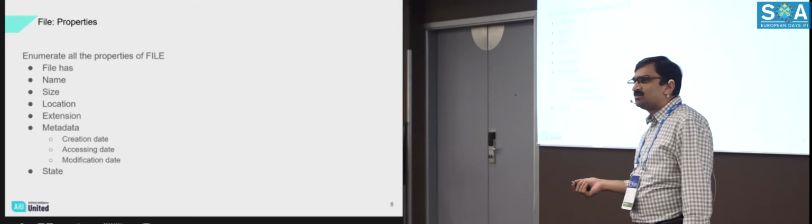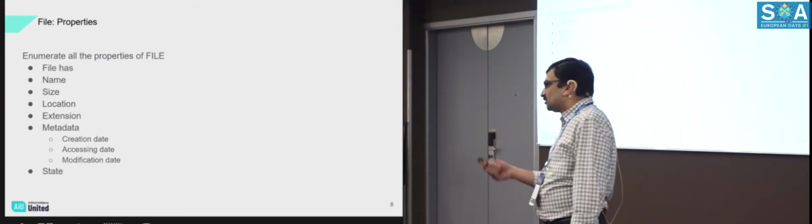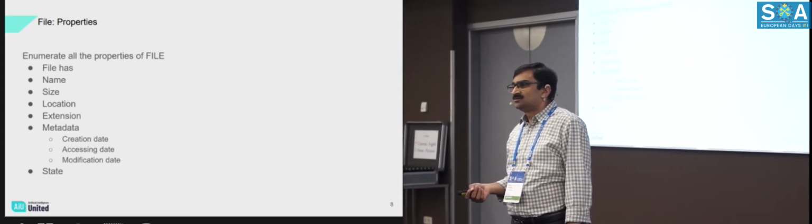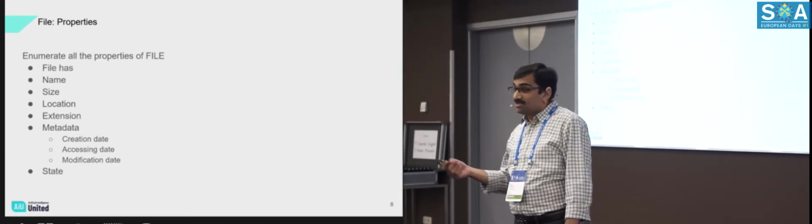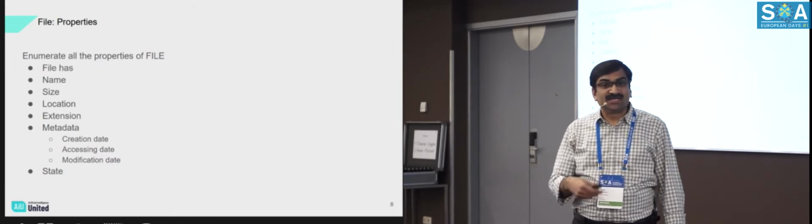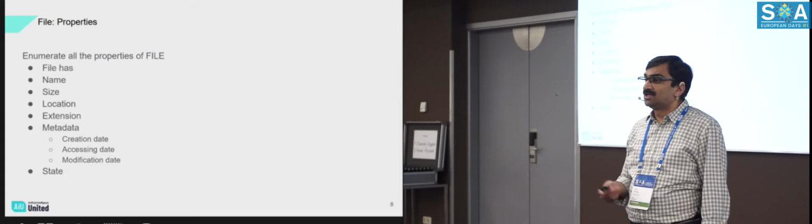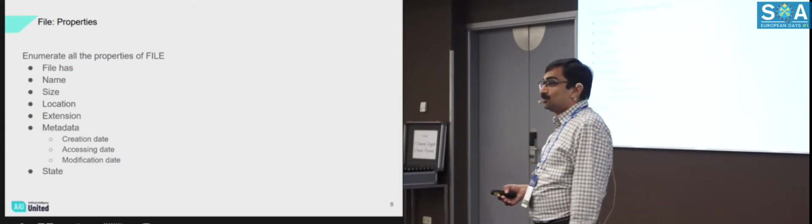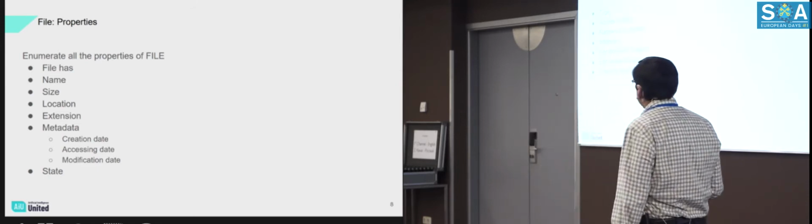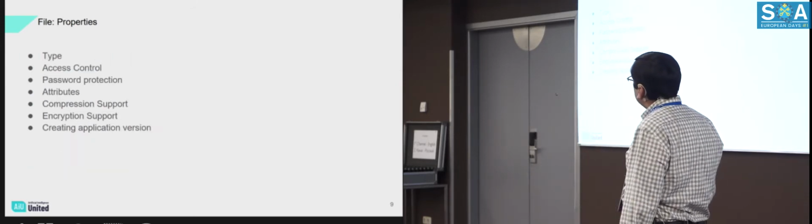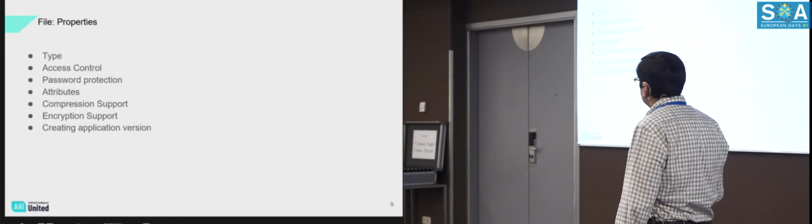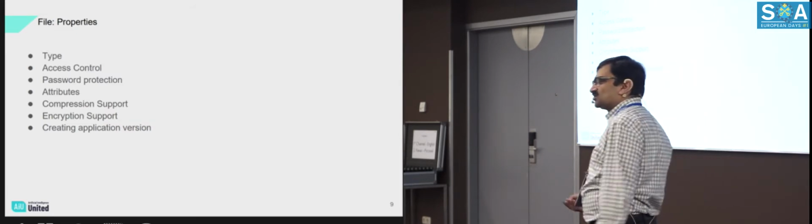What does state really mean? Open or closed, okay. Anything else? Ever open, okay. Exists or not, okay. Corrupted, okay, whatever, good. So, access control, password protection, attributes, compression, encryption, and so on and so forth.